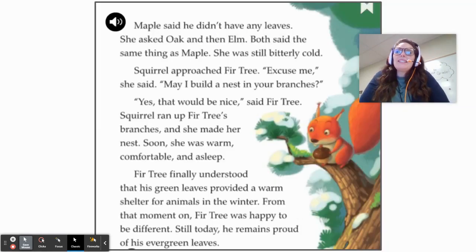And lastly, it is still the winter time. I can still see snow on the tree. And Squirrel appears, trying to find a place to build a nest. Second graders, is the squirrel able to build his nest in the maple tree or the oak tree or the elm tree? No, they didn't have any leaves and the trees were too cold. So who does the squirrel ask for help?